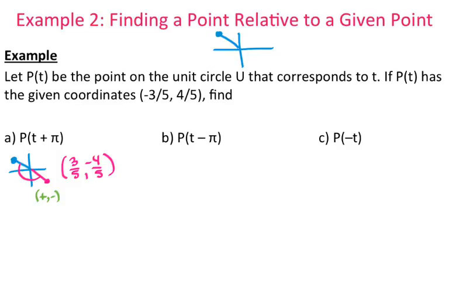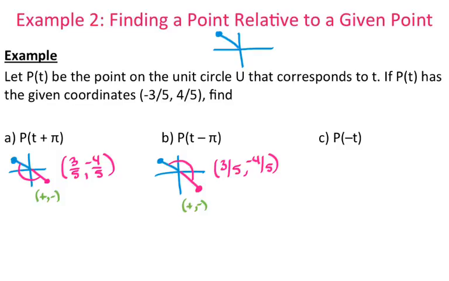For letter B, I'm going to do the same thing. I'm going to look at my original sketch. There's my point. And I am subtracting pi, so that means I'm going half of a rotation in the opposite direction. But if you notice, that still lands you in that fourth quadrant, where your x is positive, y is negative. I don't know why I put a 1 there, it should be negative. So I'm just going to adjust that point accordingly. So that becomes positive 3/5 with a negative 4/5, just like you had for letter A.